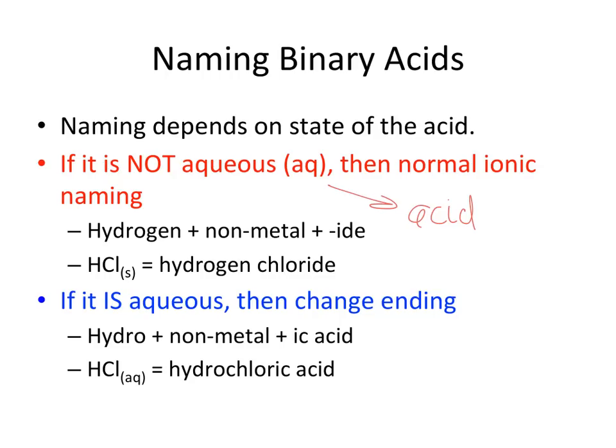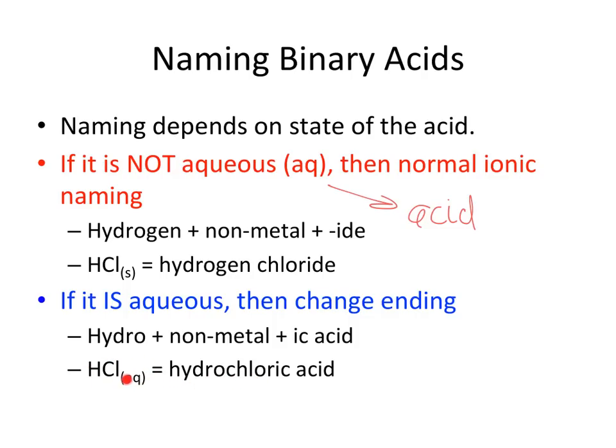So, for example, if we had HCl, solid, it would be just named hydrogen chloride. And we saw that before. We omit the monos when we deal with hydrogen and another nonmetal. But if we see HCl aqueous, well, this now exists as an acid. And so what we do is we add hydro.